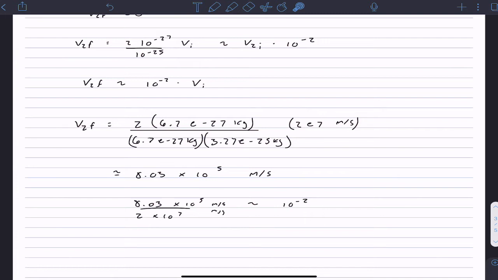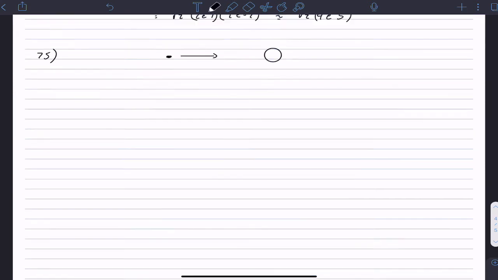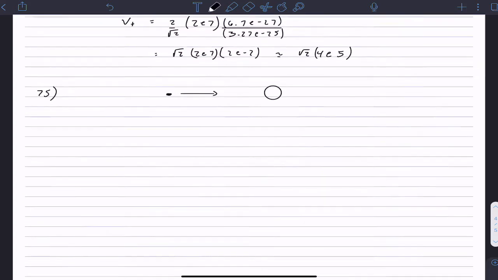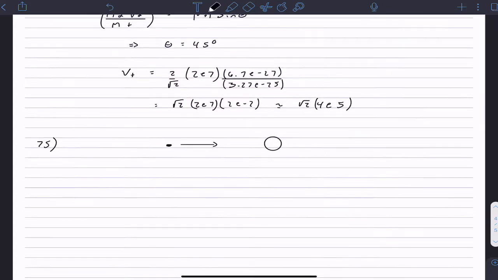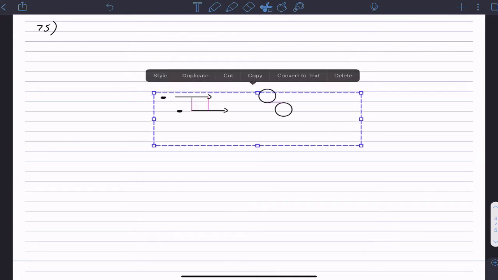But is it reasonable to approximate this as being 0? I don't think so. So let's move on to number 75. We're told that the alpha particle flies at the nucleus and is deflected by 90 degrees. So the alpha particle actually travels at 90 degrees to its original direction.